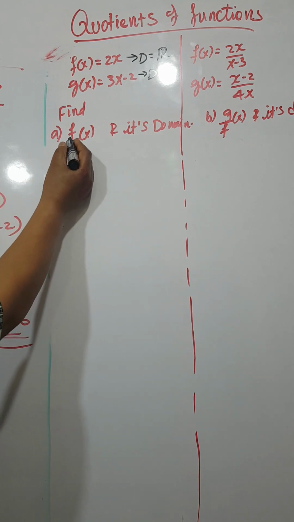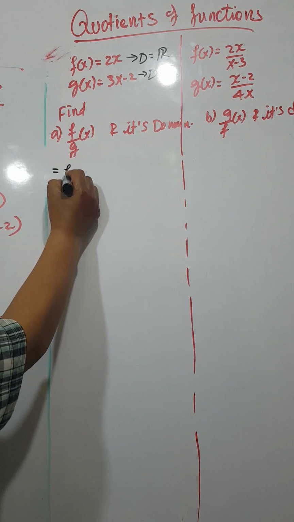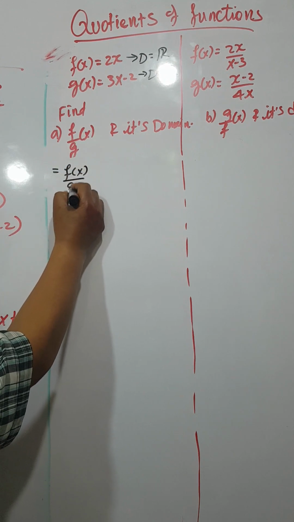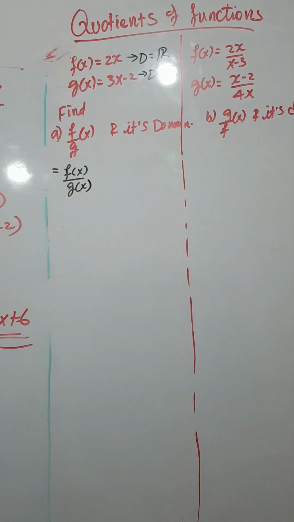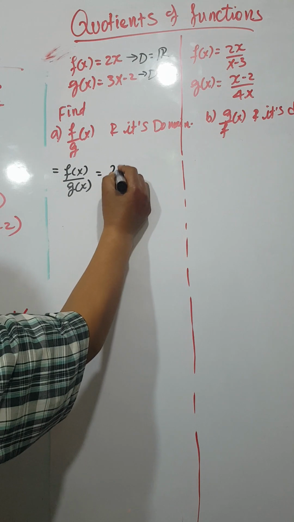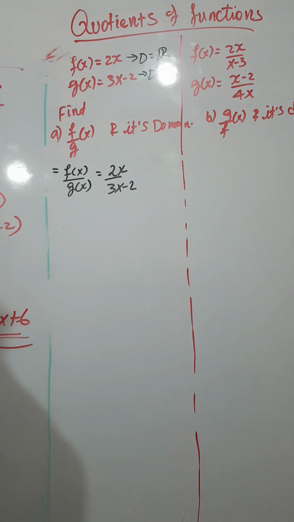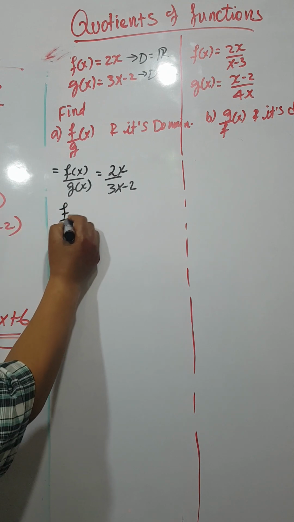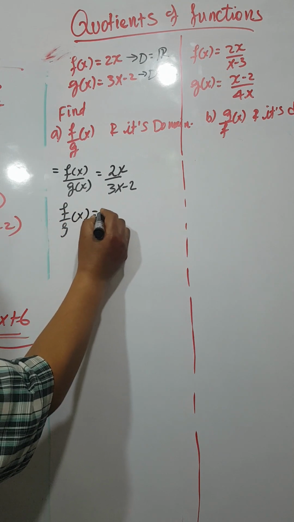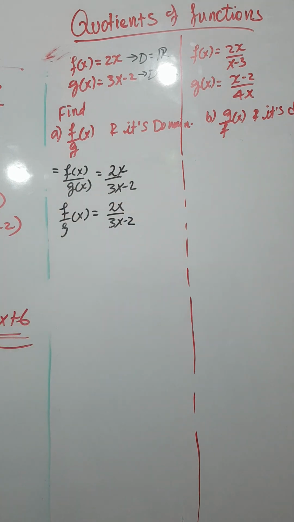እዚህ አሁን መጀመሪያ ምንድነው የምናደርገው? f over g of x is equal to f of x divided by g of x. So f of x is 2x, this is 2x divided by 3x minus 2. So f over g of x is equal to 2x over 3x minus 2. በቃ እዚህ ጋር አለቀ። But what is the domain?